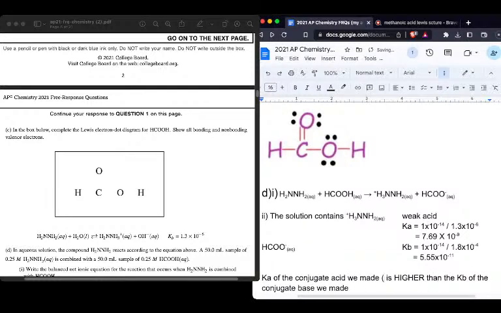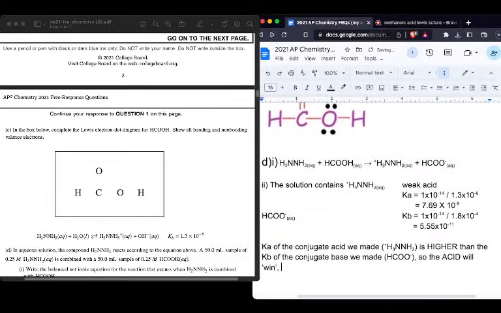And you know what? I'm going to be specific here. H3NNH2 is higher than the Kb of the conjugate base, HCOO minus, which is basically the same as saying this is a stronger base than this is an acid. Sorry, this is a weaker base than this is an acid. Anyways, because the Ka of this conjugate acid is higher, the acid will win, if you want to call it that, or dominate the pH, and the solution will be slightly acidic.